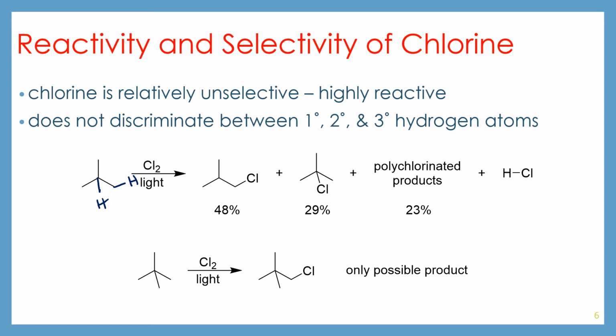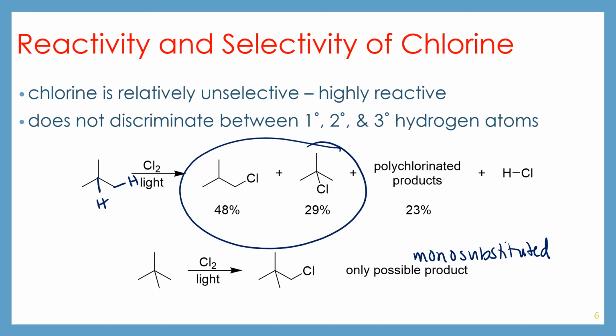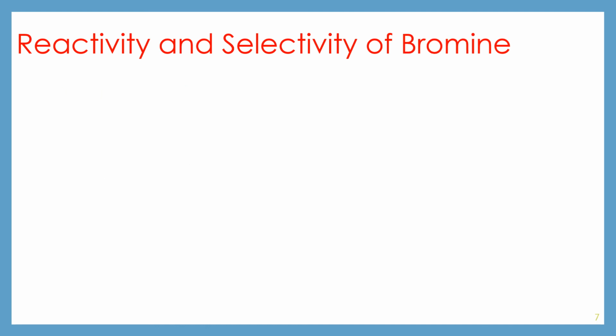Now, if you take away that center carbon and use a quaternary compound with these 4 identical methyl groups all the way around it, there's only going to be 1 possible monosubstituted product. You will still have possibly quite a few polychlorinated products as well, but only 1 possible monosubstitution product. And notice up here we had 2 different monosubstitution products.